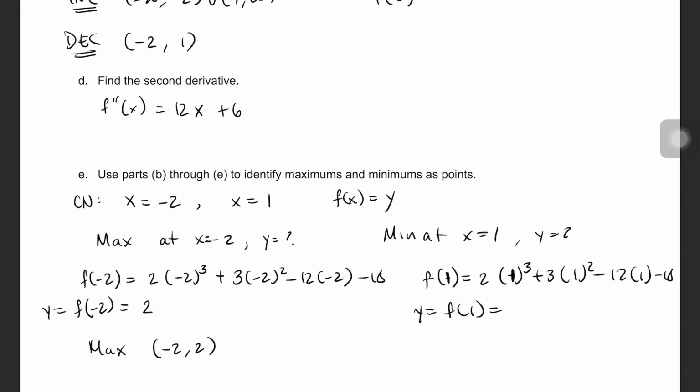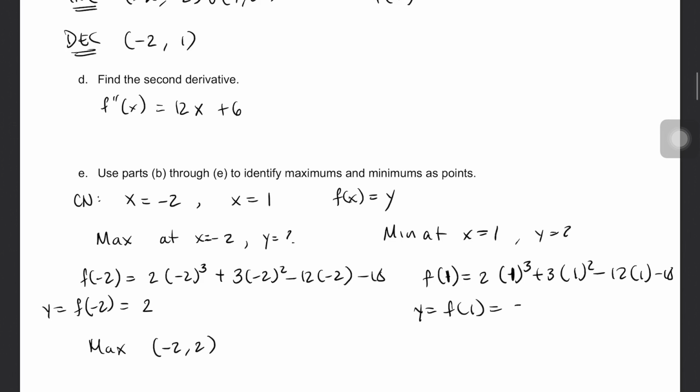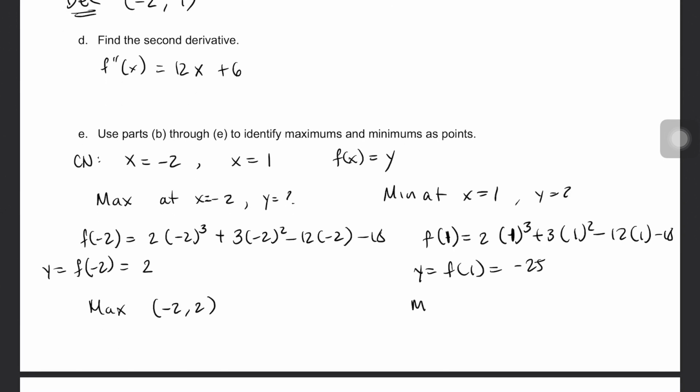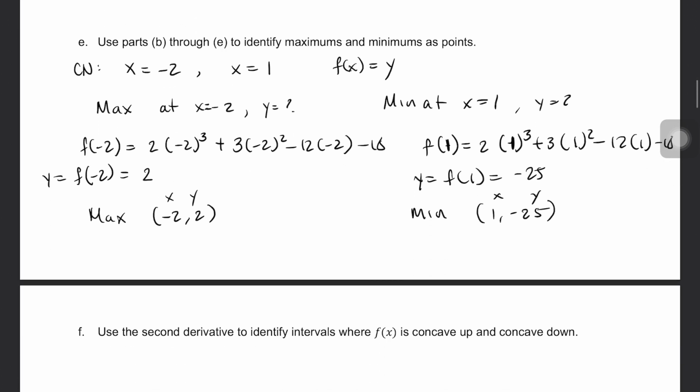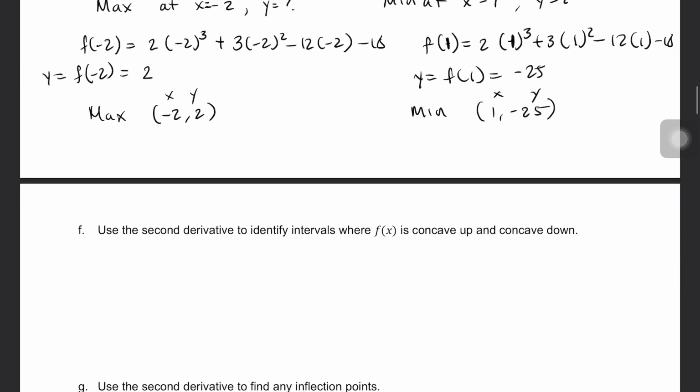All right, 2 minus 12 times 1 minus 18. Alright, yeah, it's -25. Alright, so we got our number. So the point is going to be a minimum point 1 comma -25. Alright, so x and y, x and y. Alright, so move on to the next part.